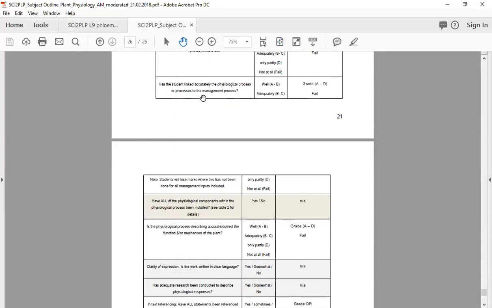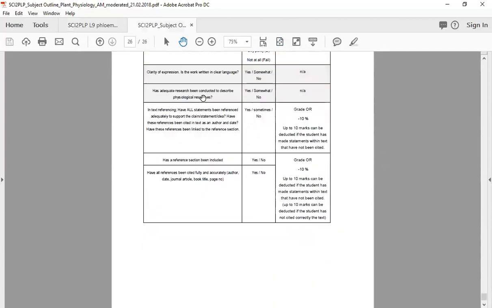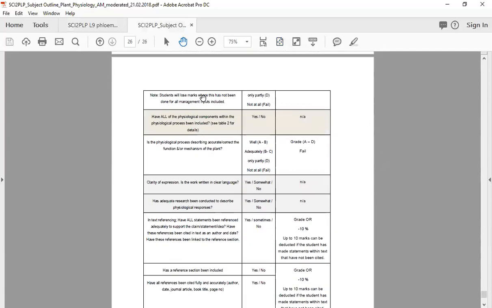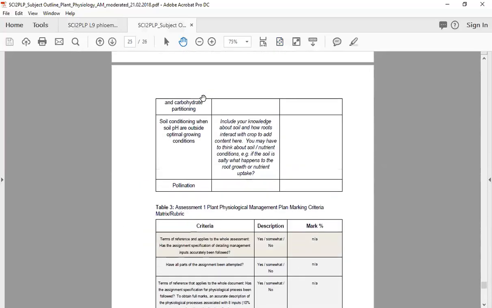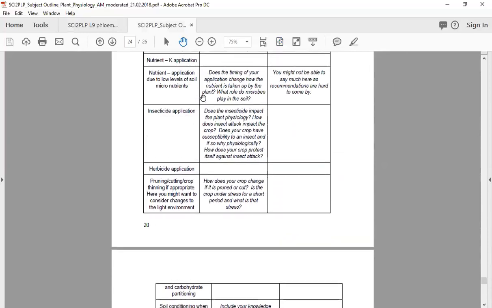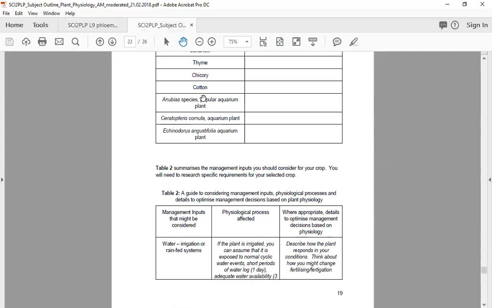In other words, tell Nikki about photosynthesis. Tell her about carbohydrate allocation and partitioning and how that relates to your management input. Okay, so as I said, if you haven't started yet, please read this information. It's really helpful and it'll give you lots of ideas about what to include in the assessment.